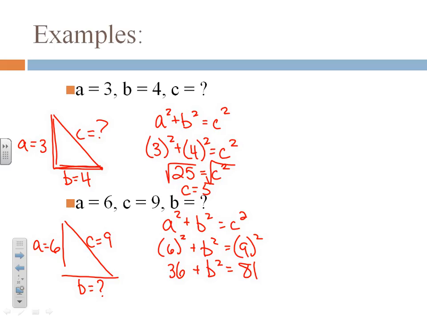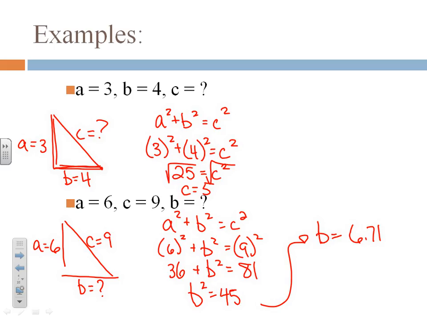Then what I'm going to want to do is subtract that 36 there. That's going to give me 45. So b squared is 45. And then I'm going to root that to get my answer for b. Now, if you were over in like pre-calc or geometry or something else, you might actually give this as a radical, but we're not going to do that. We're going to take the square root and get our decimal answer. So this one comes out to 6.71 for side B. And so that is our Pythagorean theorem.